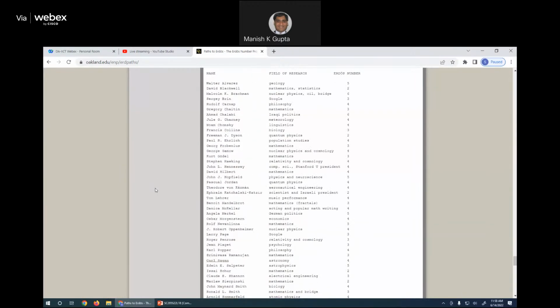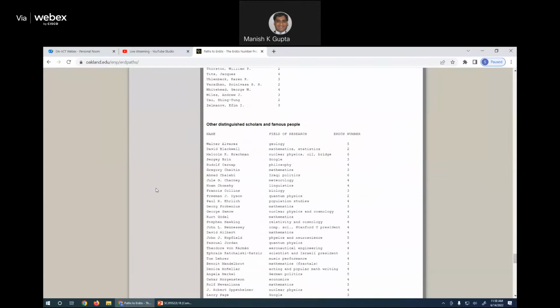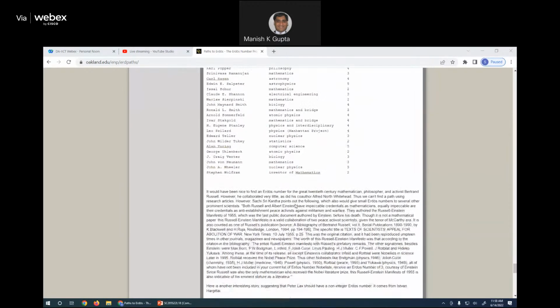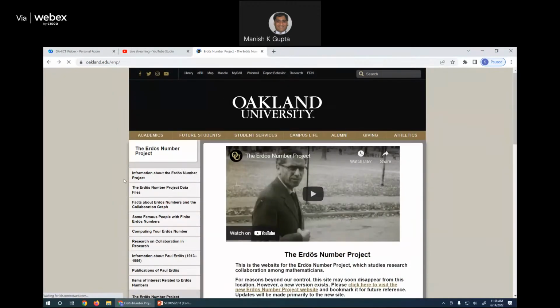Even geology, philosophy, anywhere. Sergey Brin, the person who started Google, has Erdős number 3. You can try to find your Erdős number. It is either finite or infinite. If you have never written a paper with anyone, it is infinite. If you have written a paper with anyone in any area, it will be a finite Erdős number. You can find out what yours is. It's an interesting thing.